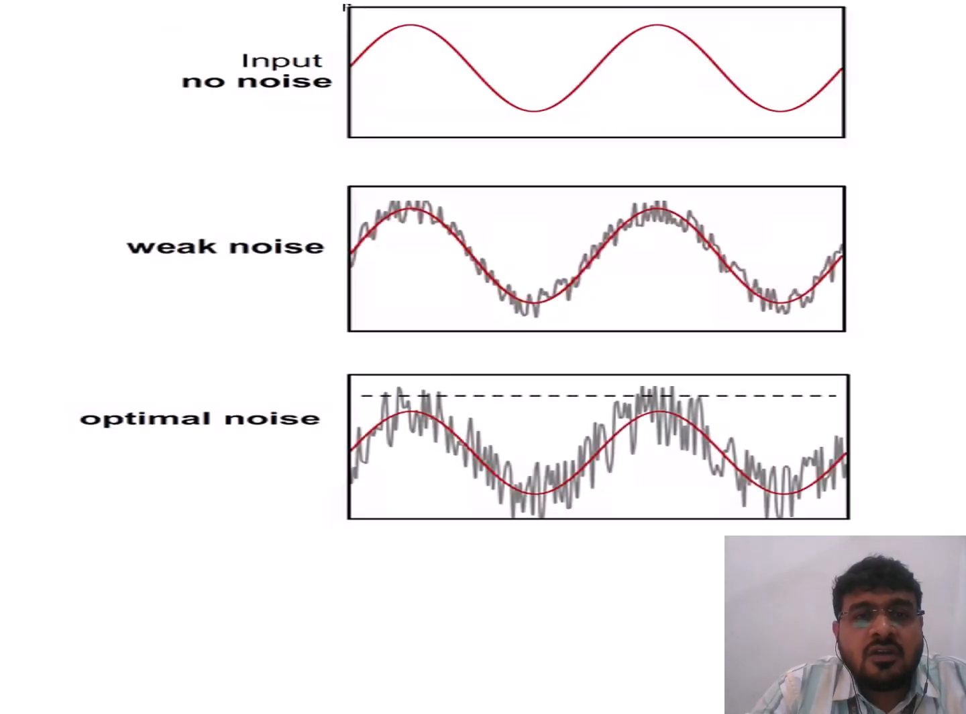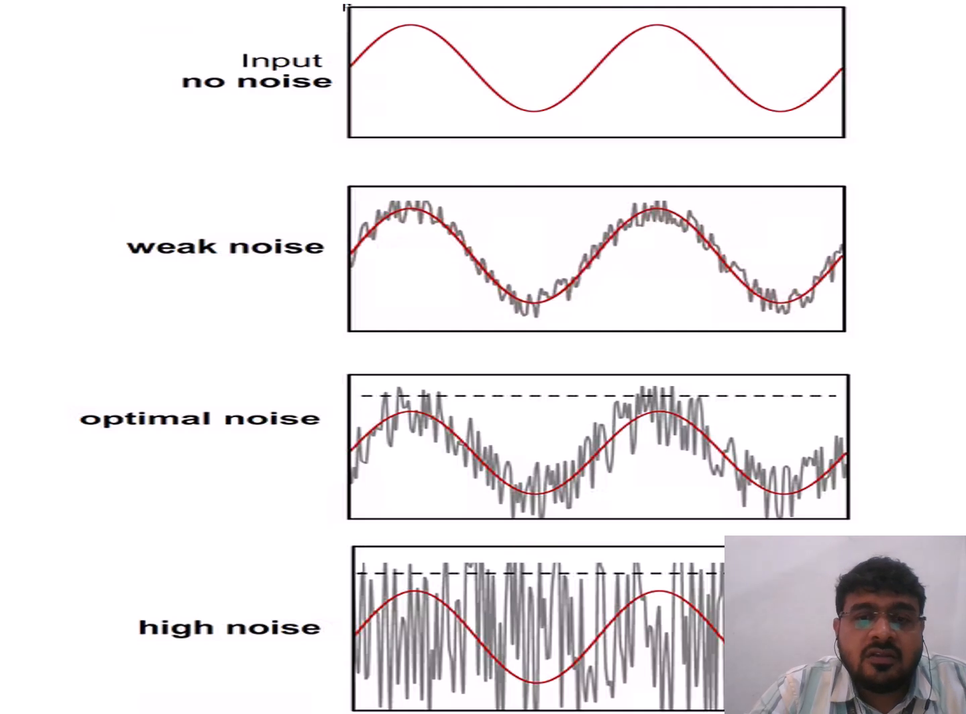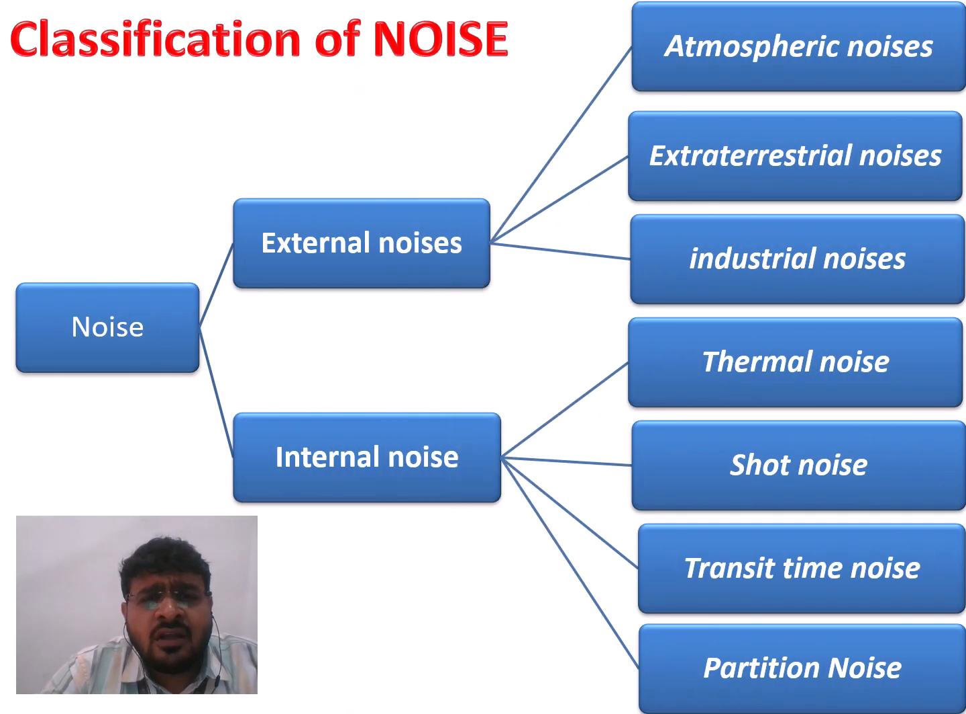So here you can see that this is the input or the message, and this one has noise, a kind of weak noise or slight noise due to the little transmission. This is the optimal or maximum noise, where you cannot find any kind of information over the receiver. And this is the highest noise, where the signal is completely disturbed by the different types of noises. Now, the classification of noises.